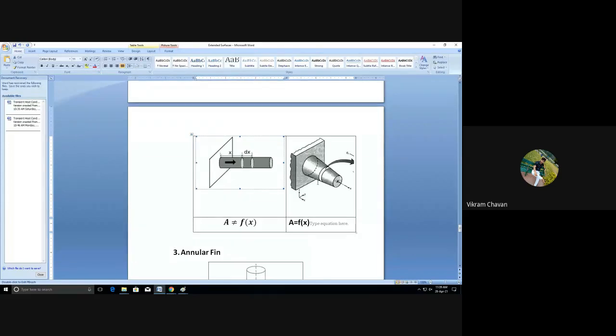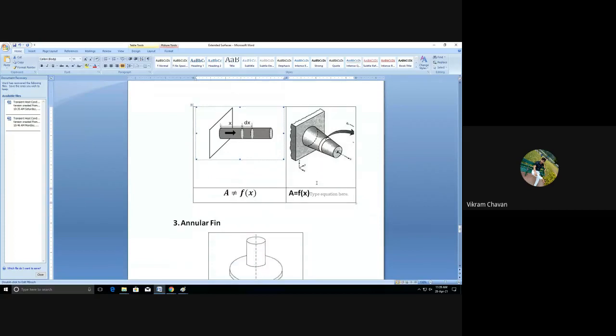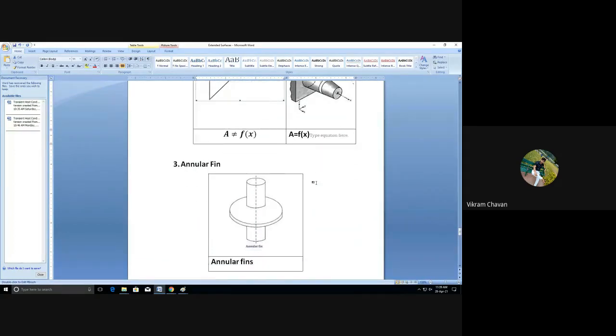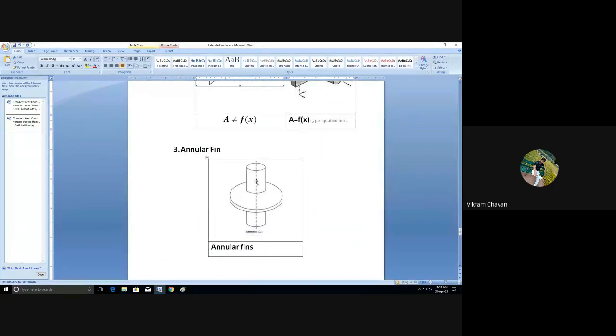Okay, I have drawn circular with uniform cross section and with non-uniform cross section. Then annular fin. Third one is annular fin.